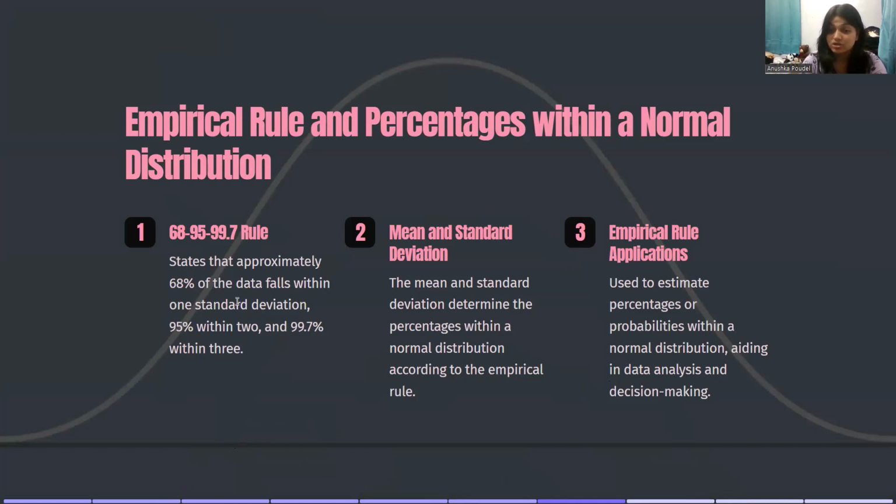The empirical rule is applied to estimate percentages or probabilities within a normal distribution, aiding data analysis and decision making, both of which are very important in today's life.